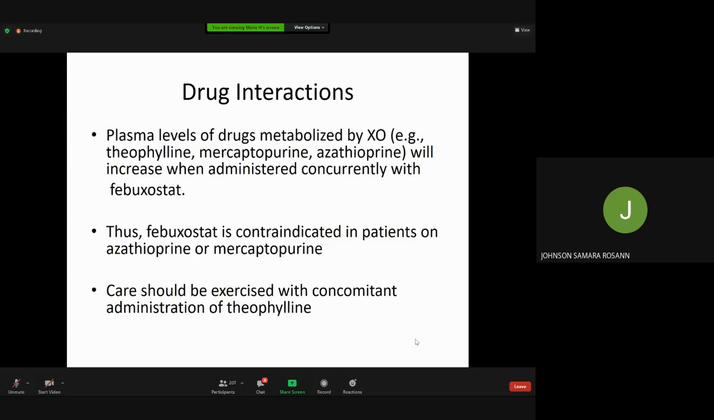If you must administer it in a patient who is on theophylline for their asthma, you should exercise due care, and you can even monitor theophylline levels so that you keep reducing the dose of theophylline that you're giving. So those drug interactions are extremely important to remember.